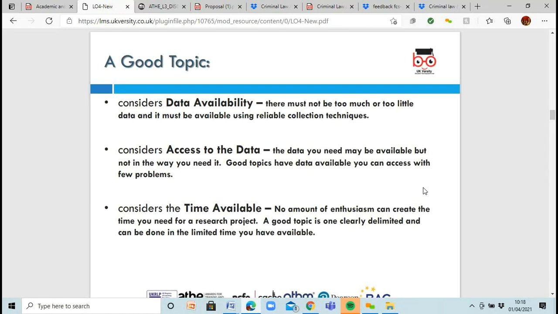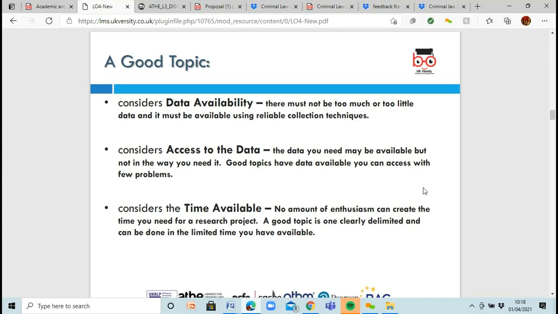So when you're looking at a good topic, you're going to consider the following points now. You're going to look at the data availability, the access to data, and what time you've got available, and we've got a few more points coming soon. So you're going to consider what data there actually is. There might be a lot or there might be a little, but you need to make sure that there's enough data there that you can use and you can add to using your own primary research methods, or you can show us how you would add to that.